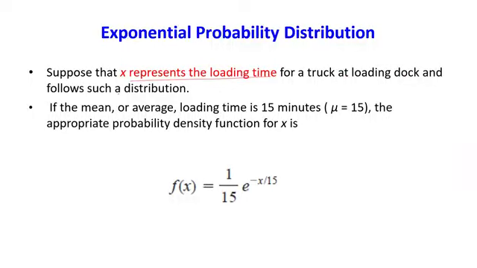Okay, and it follows this exponential distribution. If the mean or the average loading time for loading a particular truck is, let's suppose, 15 minutes, mu is given. The appropriate probability density function for x is given by this. Now, if you want to find the probability of a loading time of 12 minutes, you just put x equal to 12 and it will give you the probability.